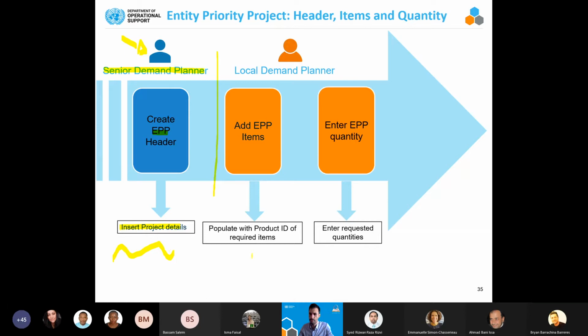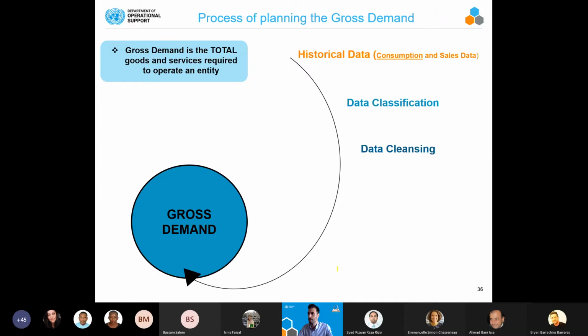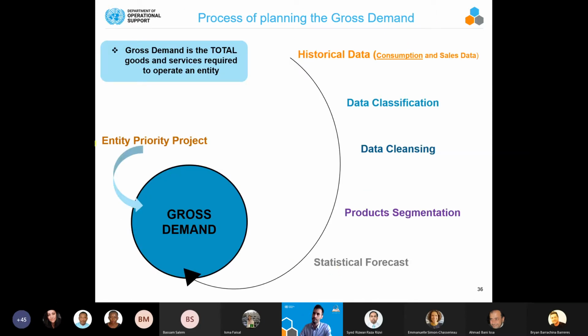And then in terms of data input, this part of the local demand planner is a bit more time consuming. But at the end, it's only specifying what is needed for the project. That is something we also need to do if we are requesting additional funding for that. The difference here is that we are specifying when certain quantities are required, and this will also help us later for the net demand and the source plan process, when we need to order what and so on. All right, this was about the entity priority project.